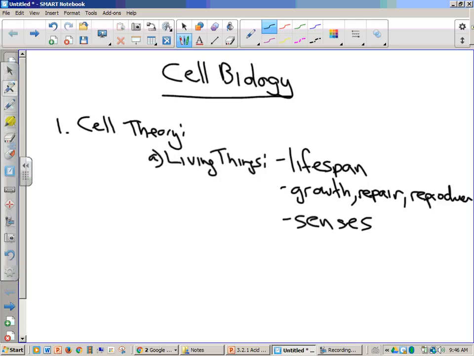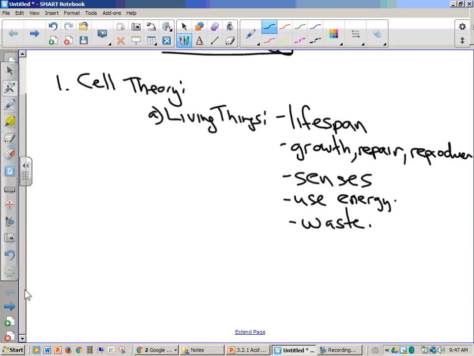They can sense their environment, right? We can see, we can smell, all that type of stuff. They use energy, and they produce waste. All right? So all living things can undergo that type of stuff. And I'm just going to scroll down there a little bit.